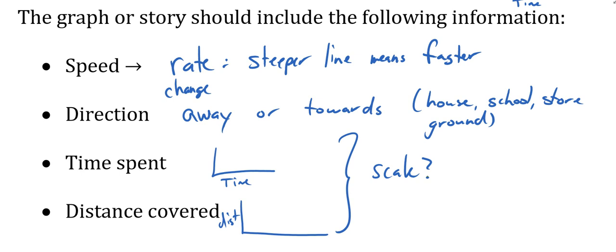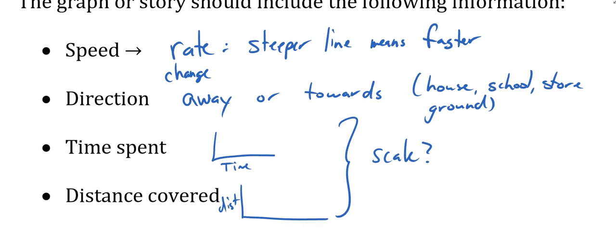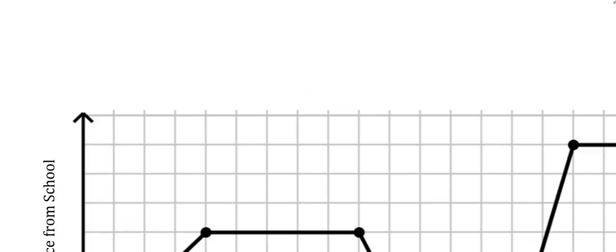Everybody got this okay? So there's your things to think about. Your speed, how steep is the line? That's a really important idea, basically. Direction, are you moving away from your house or towards your house? And the time spent in the distance covered, you might be looking at a scale or you might not.